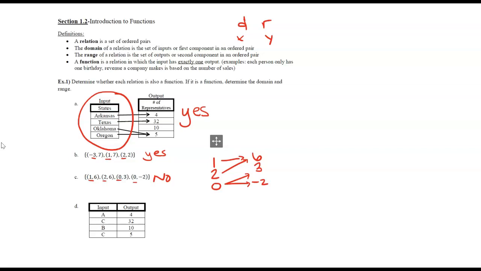This one we have A goes to 4, C goes to 32, B goes to 10, C goes to 5. What do you think on that one? Is it a function or is it not a function? Well, this one, no, it's not a function because you can see C is going to 32 and C is also going to 5. So one input has 2 outputs. So that one would not be a function.